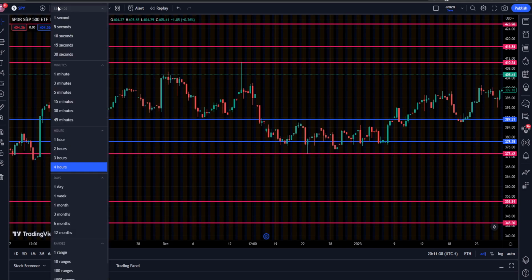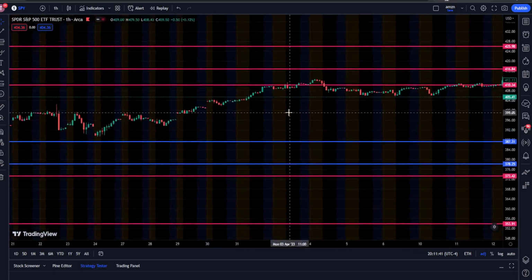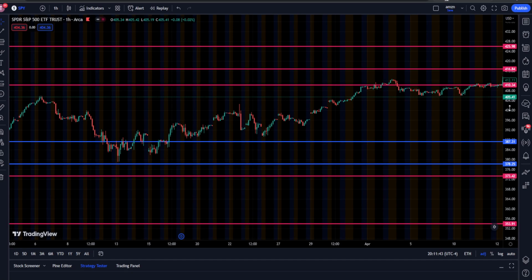Now, after the 4-hour timeline, we're going to go to the 1-hour timeline. So this is basically where I start doing.